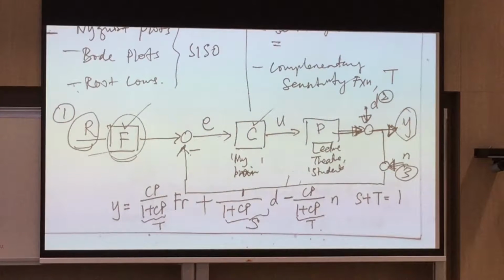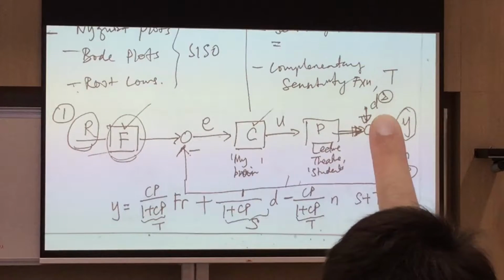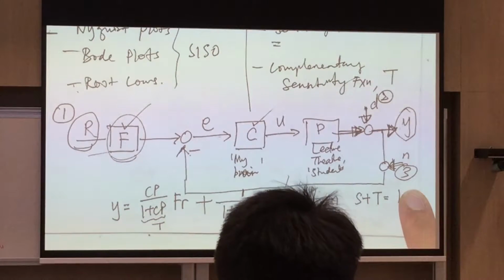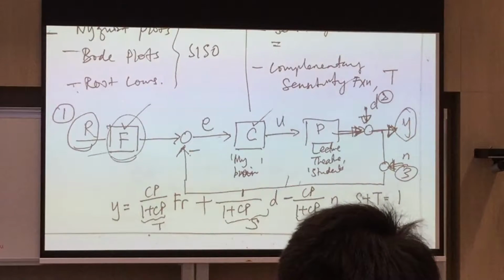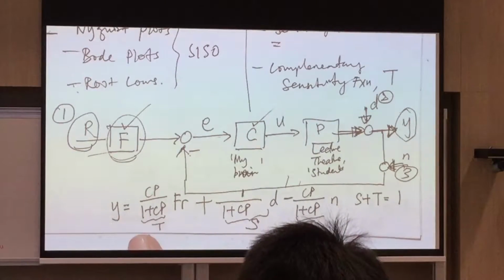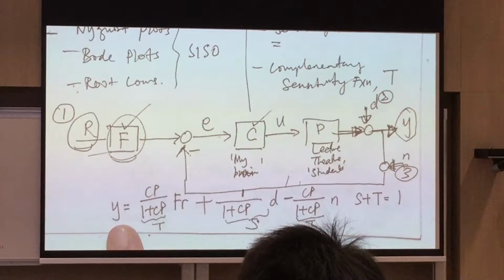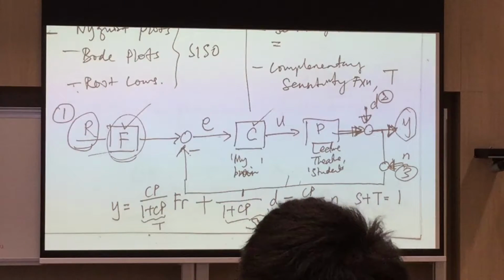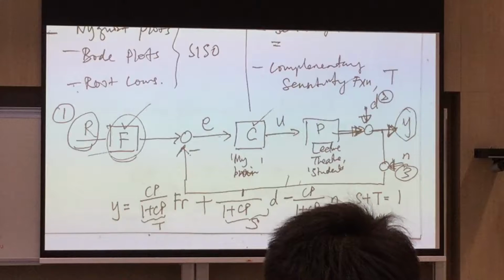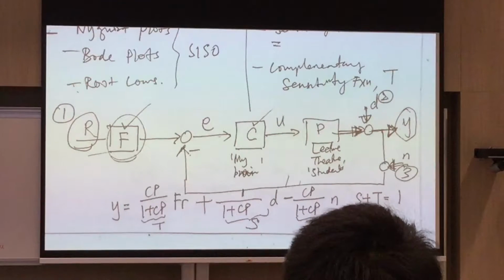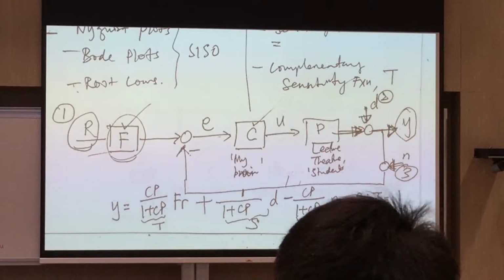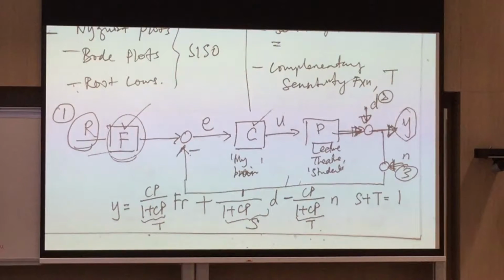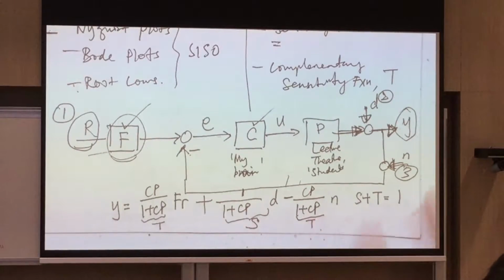And on top of that, we have external disturbance and also measurement noise. You recall that we went into a lot of detail about how to derive the relationship between the output Y, the reference R, disturbance D, and measurement noise N. Year on year, there's always been this question about deriving the relationship and defining what the signals are. So I'm not going to derive these transfer functions all over again because we have done it so many times.